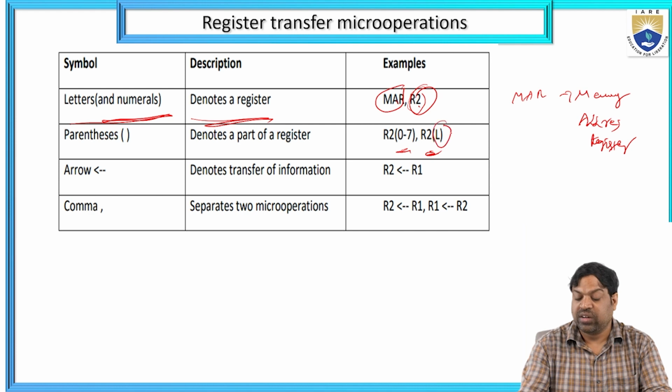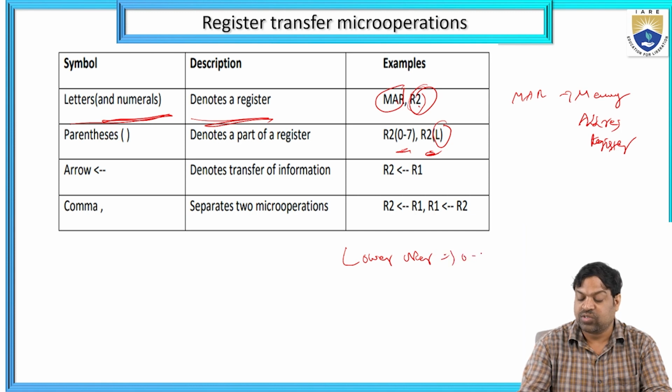So what is the meaning? L is the lower order values. Yes, L is the lower order values, that is from 0 to 7. Yes, R2 0 to 7 is the lower order values. Okay, memory address register of R2. Here R1 is transferred to R2. Yes, the data of R1 is transferring to R2.